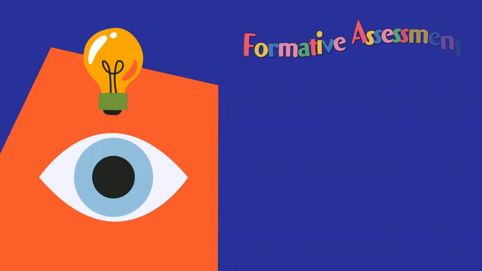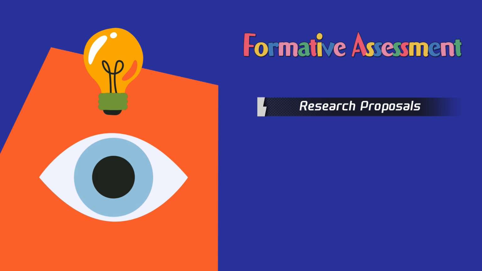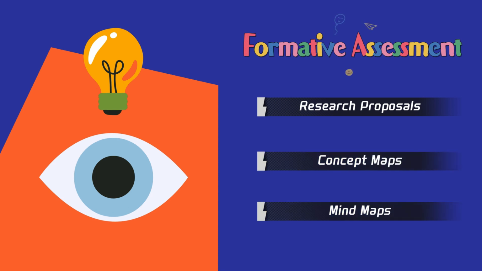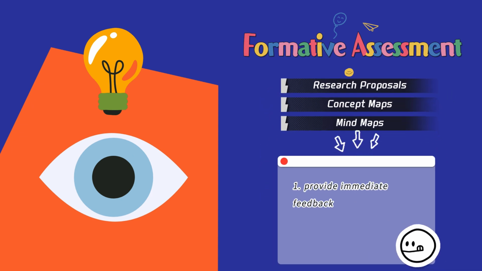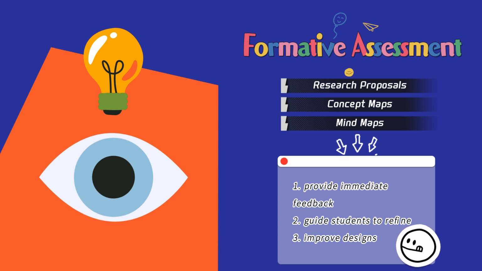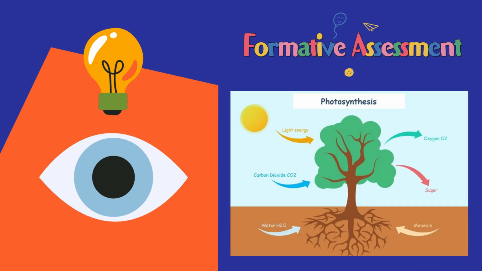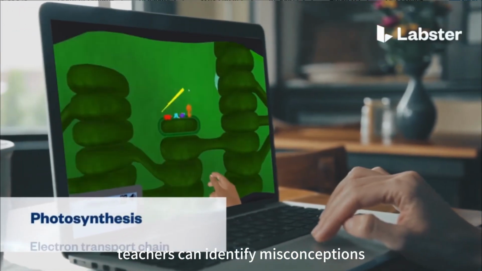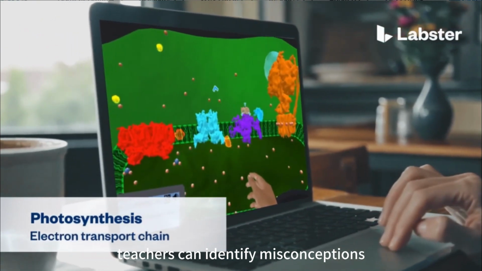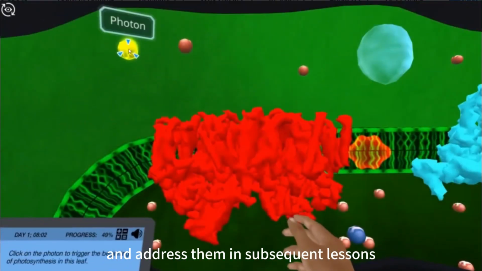For instance, formative assessments like research proposals, concept maps, and mind maps can help students articulate their understanding of scientific principles. Teachers can use these tools to provide immediate feedback, guiding students to refine their hypotheses and improve their experimental designs. An example would be a teacher asking students to create a concept map on photosynthesis. By analyzing students' explanations of key concepts, teachers can identify misconceptions and address them in subsequent lessons.